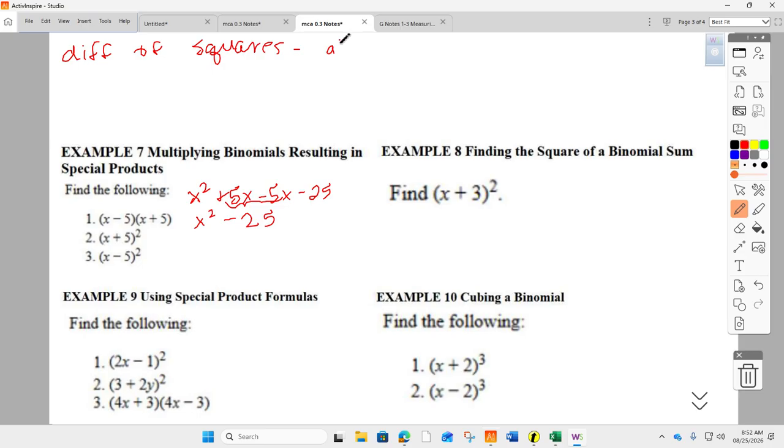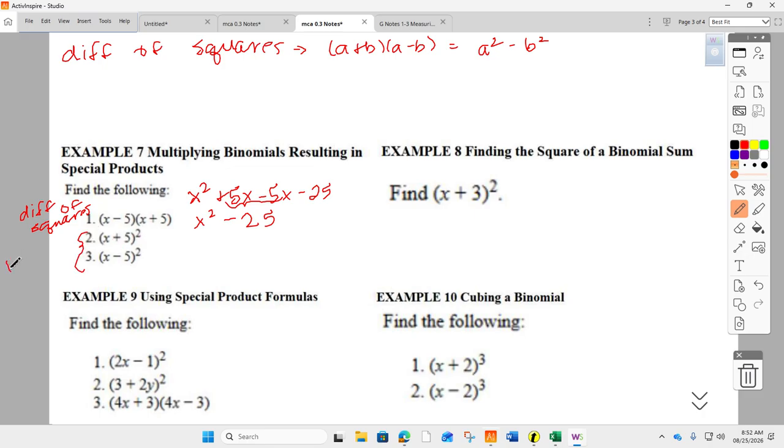Is a squared, let's do this. So it's going to look like this as factors: a plus b times a minus b, or a minus b times a plus b, and that's going to equal a squared minus b squared, and that's our shortcut or our formula. So number 1 is the difference of squares. Identical binomials except they have opposite operations, right? One's subtraction, one's addition.